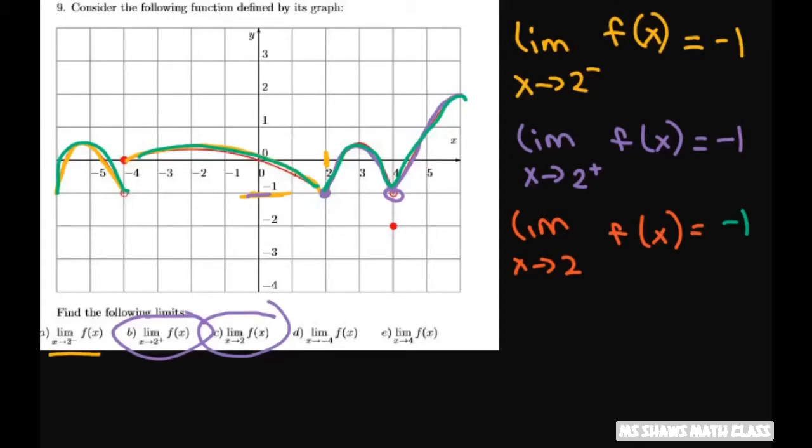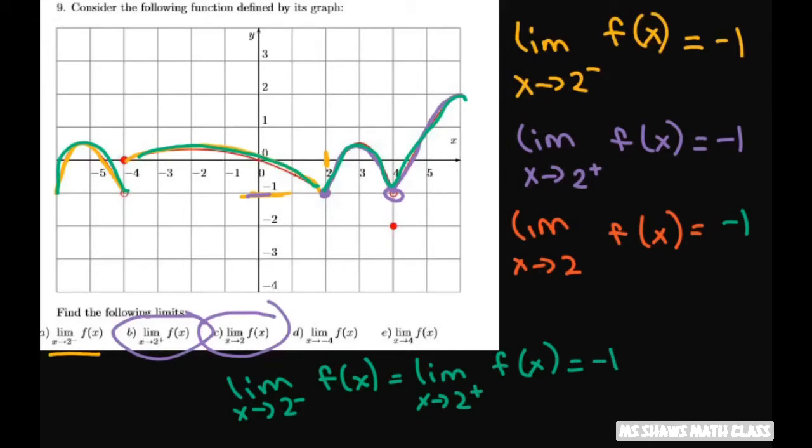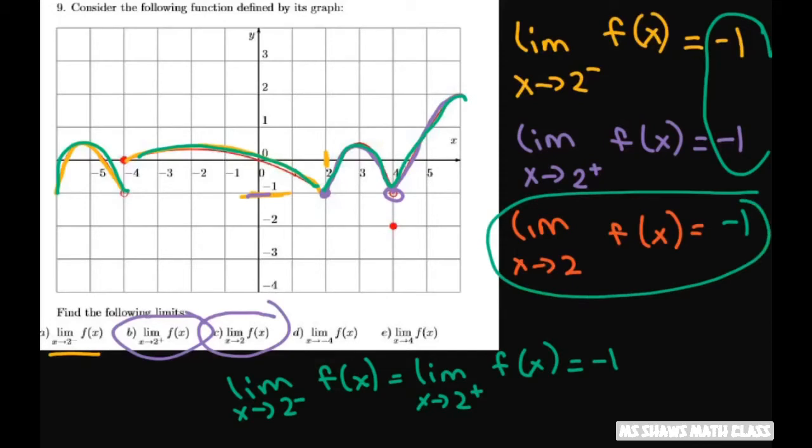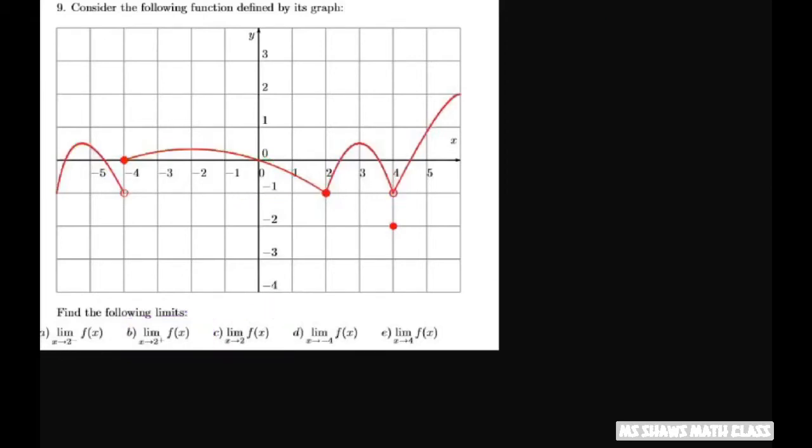And you could also say the limit as x approaches 2 from the left equals the limit as x approaches 2 from the right of f of x, which equals negative 1. These two numbers have to equal for you to get this answer. So even if it doesn't say left and right, you still have to do left and right if you're given the problem like that, which is what we have next.